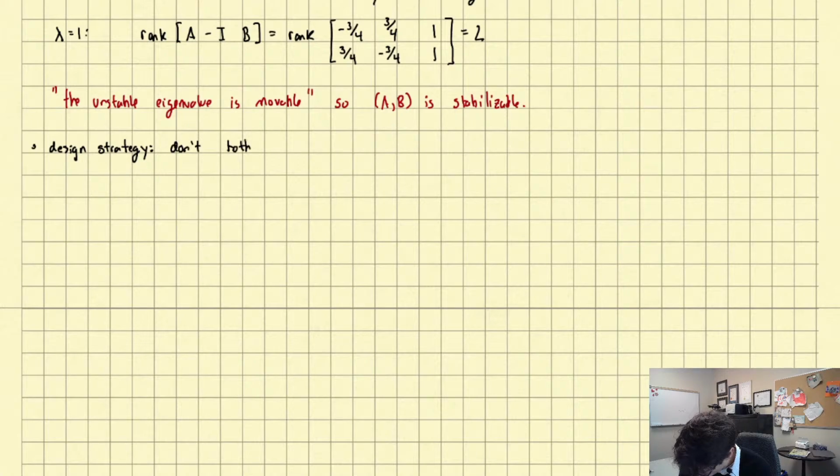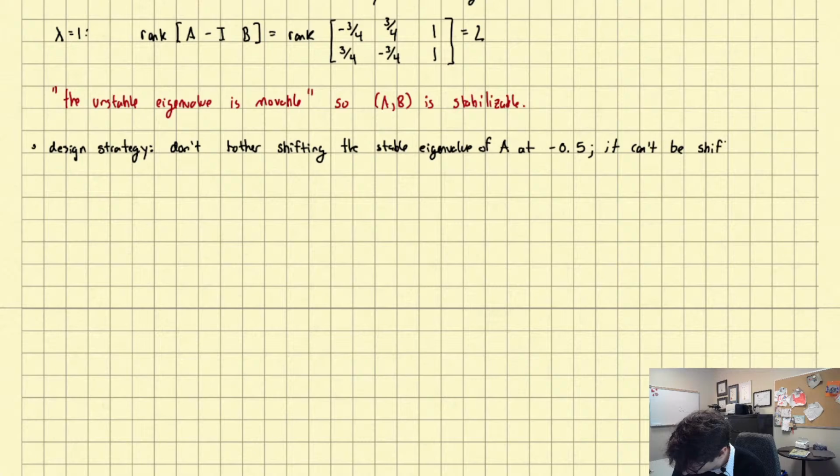Don't bother shifting the stable eigenvalue of A at negative 0.5. It can't be shifted. Instead, just worry about the unstable eigenvalue.